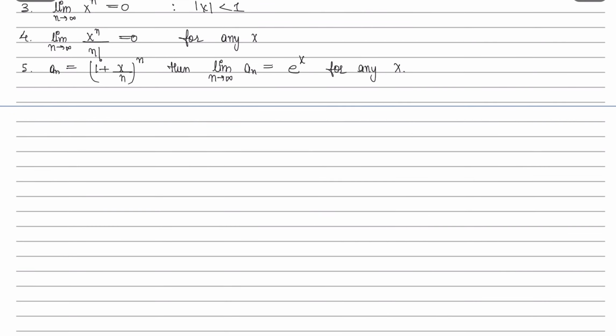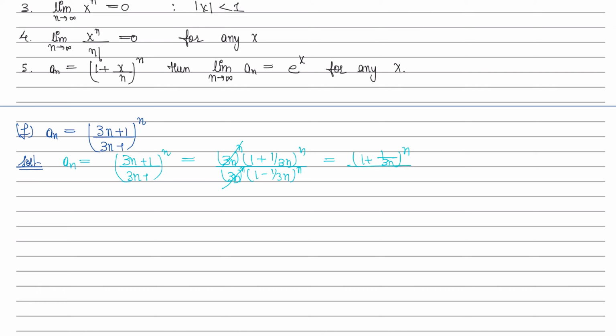Let us do a question here. An is equals to 3n plus 1 upon 3n minus 1 whole to the power n. Before solving this question, we must simplify the value of an first. What if we take 3n common from the numerator as well as the denominator? This becomes the power n. This got cancelled out and we are left with the numerator, which holds 1 plus 1 by 3n to the power n whole divided by 1 minus 1 upon 3n to the power n.